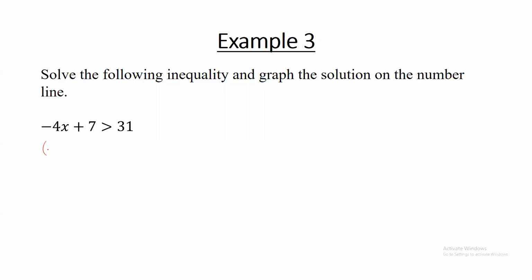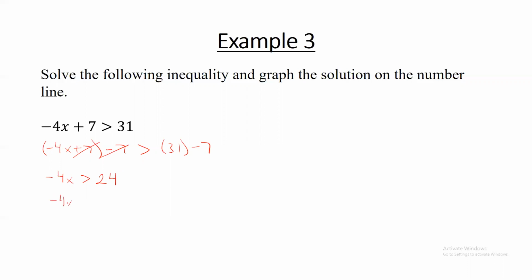So we will subtract 7 from both sides. So 31 minus 7. And plus 7 and minus 7 cancels, leaving us negative 4x is bigger than, and 31 minus 7 is 24. Now, what's the next step? Well, since x is being multiplied by negative 4, we should divide by negative 4 to undo that multiplication.